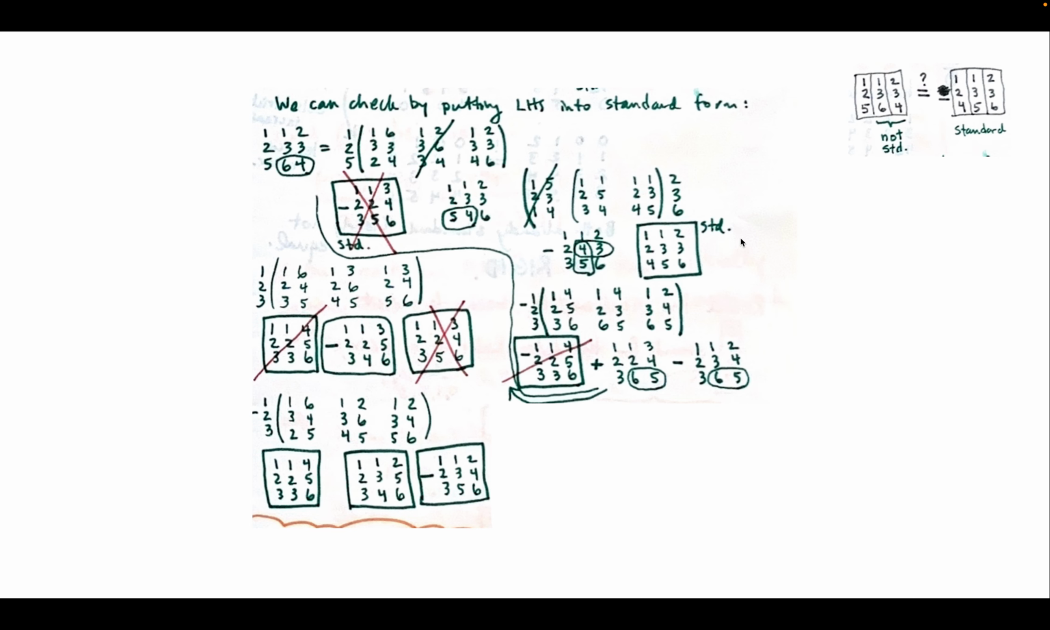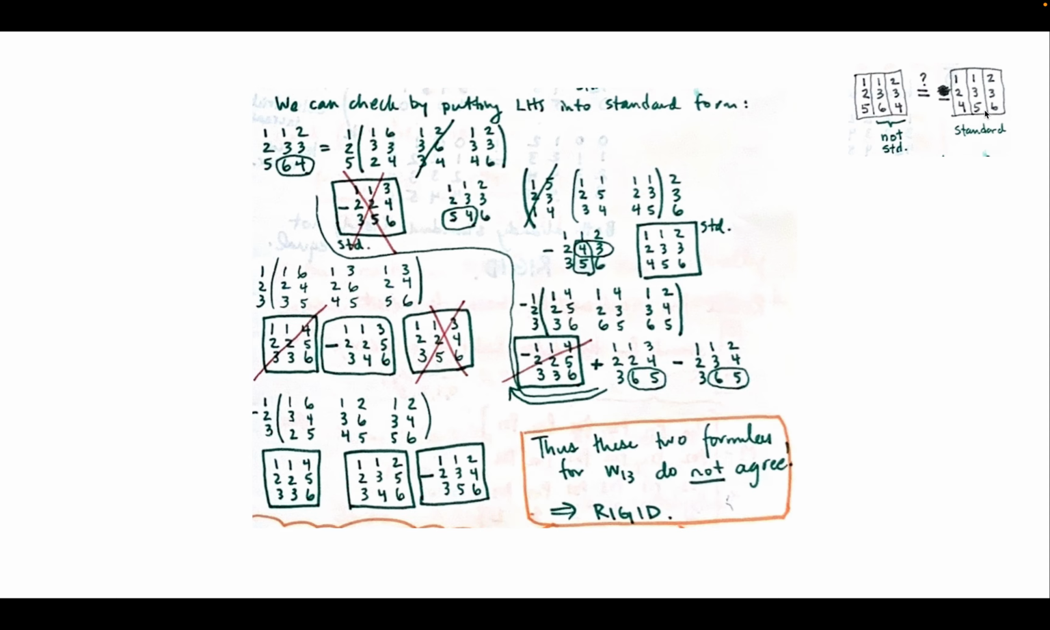So I have my 5 standard tableau, question mark, equals a single standard tableau. Nope, they are not equal. So these two formulas do not agree. And we are already done. We can conclude that the graph is rigid. The only self-stress is the 0 self-stress, because this would have had to balance, and it did not.